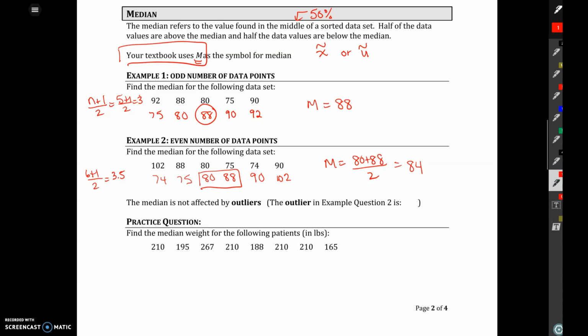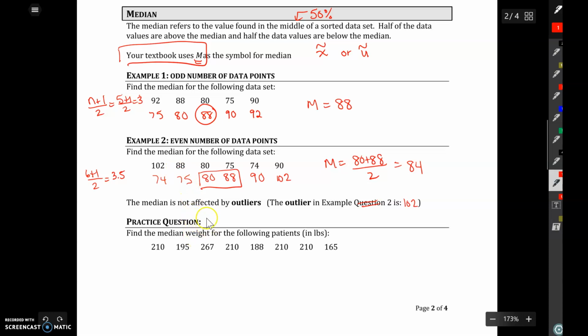So one reason why we might cite a median as a central value as opposed to mean is that a median is not affected by an outlier value. So in example 2 there is an outlier of 102, but that doesn't pull our median higher. So for skewed data sets, mean is much more affected by outliers than the median is.